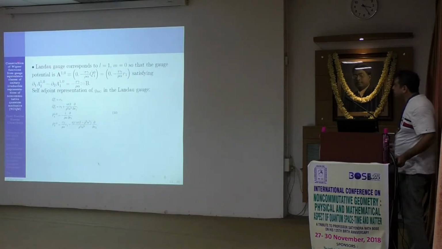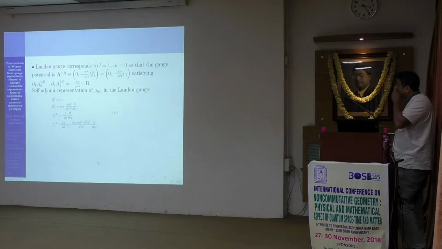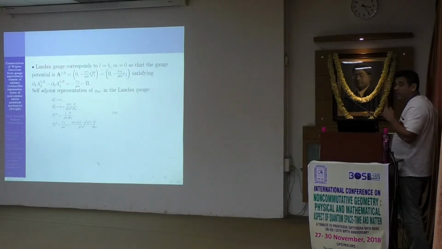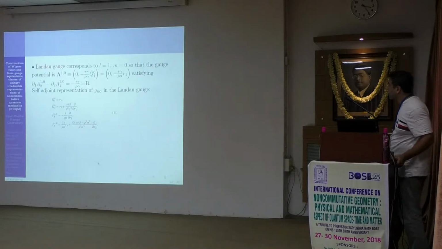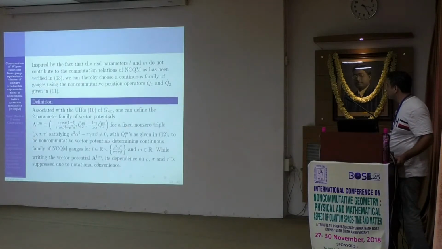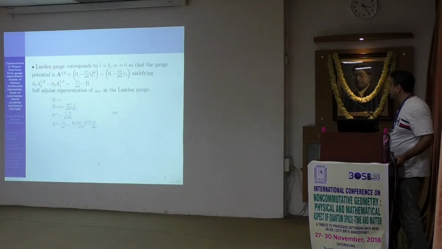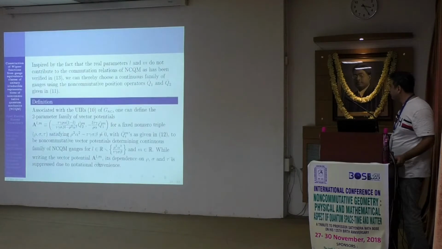So the Landau gauge. The Landau gauge is precisely due to L equal to 1 and M equal to 0. So if you substitute L equal to 1 and M equal to 0 here, you find this expression, where Q1 hat 0 is just this guy. And this is the magnetic field. So this is the famous Landau gauge that we obtain from our general expression of vector potential by choosing L to be 1 and M to be 0.